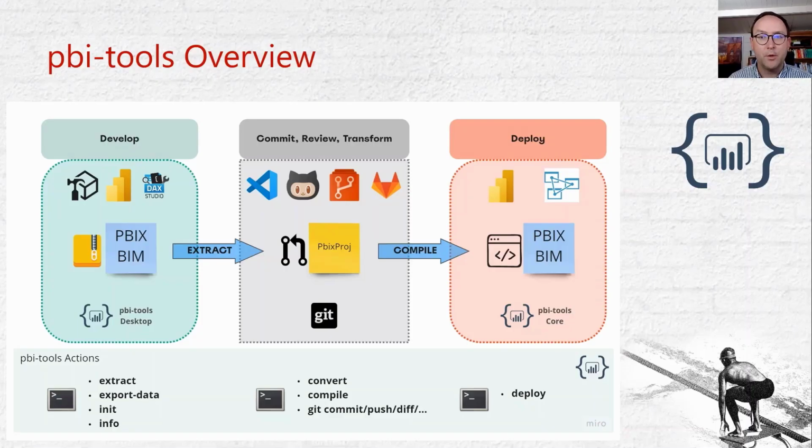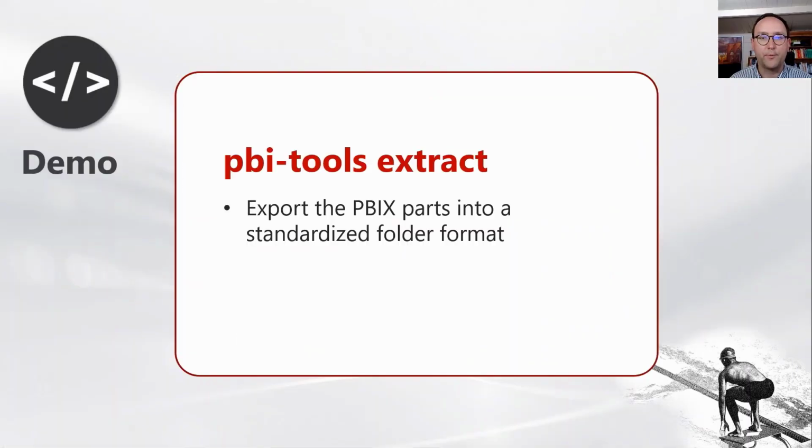This diagram shows the three main pillars in a workflow when using pbi-tools. Going from left to right, you extract the contents of a PBIX file into a folder structure called PBIXPROJ. Those can be committed into a source control system and held there centrally. The deploy command on the right compiles those PBIXPROJ sources back into PBIX files in order to publish them to Power BI service. Let's take a look at the extract command first.